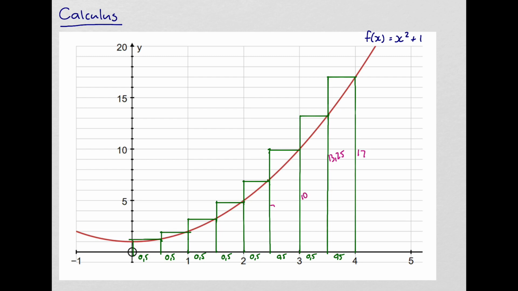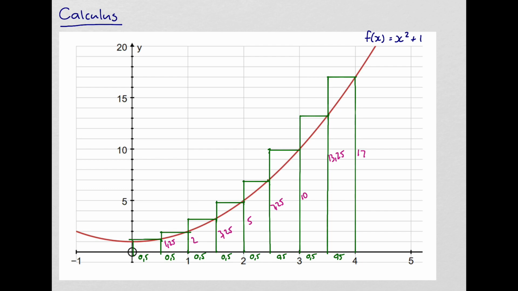The next length is 7,25, also halfway between 2 and 3. Then the next length is 5. We worked that out in the previous one. Then the next length is 3,25. The next length we worked out was 2. The next length is 1,25. And there we have all the information needed for the areas now.